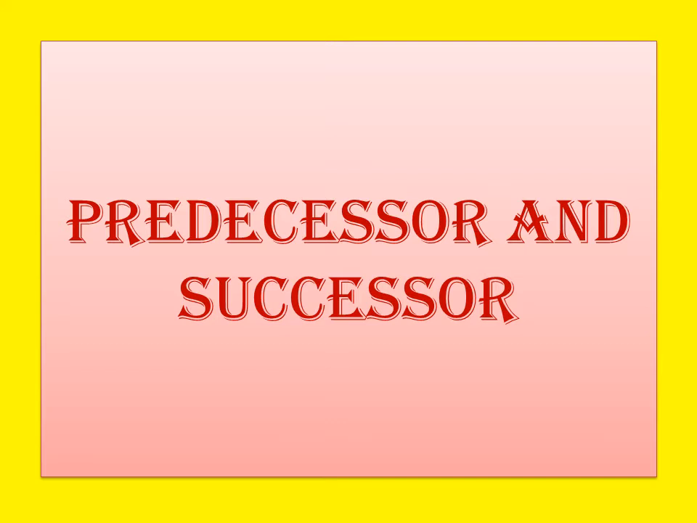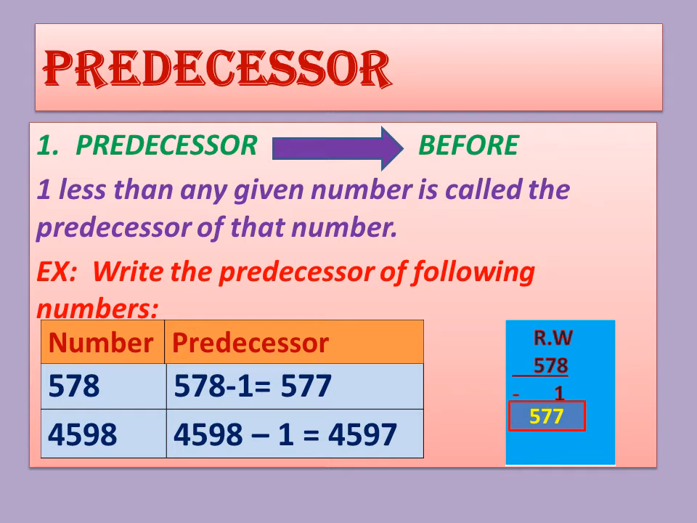Let's see. First of all we will check predecessor. So predecessor means before. If I say you have done this chapter in your class first also, do you think you have done? Okay, if I say you have done what comes after and what comes before, yes, now you recognized. So this chapter is same like what comes after and what comes before, just we have changed the names.